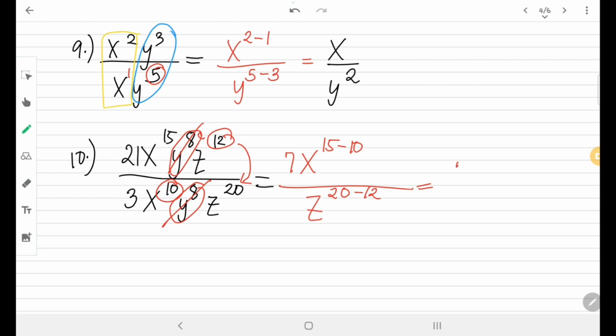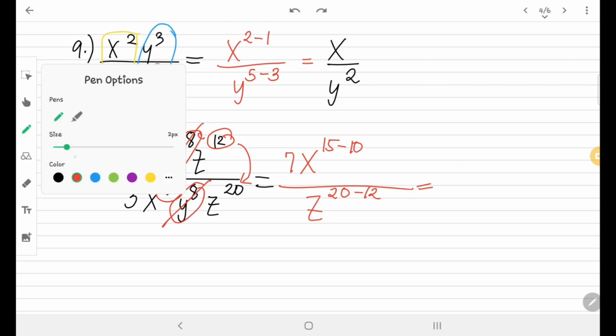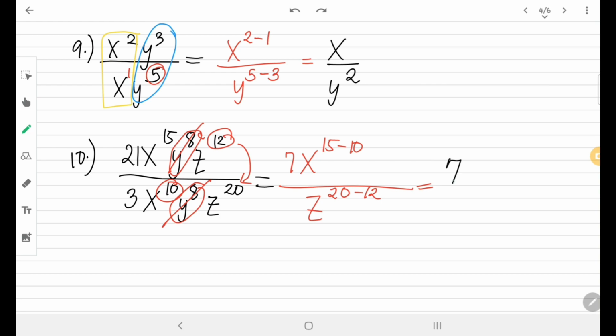So, let's have the final answer. Let me use black now. So, we have 7 and then x. So, 15 minus 10 is 5. Over z is 20 minus 12 is 8. So, sorry po dun sa z ko. Kasi minsan nagmumukhang 2, kaya ginamit ako ng correct. So, that is how we will apply the laws of exponent.